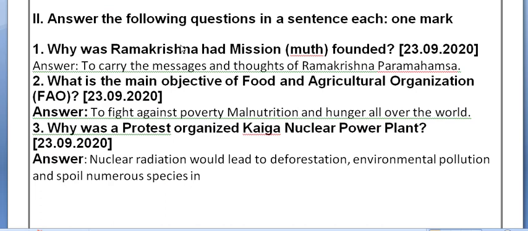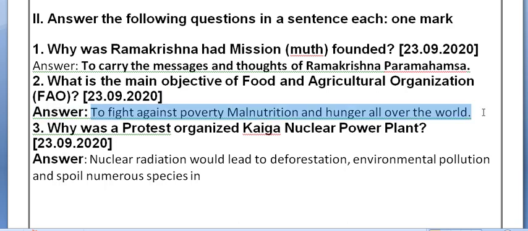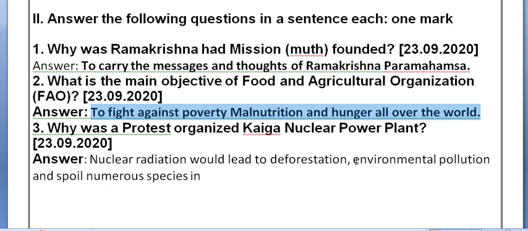Why was the Ramakrishna Mutt founded? The answer is to carry the messages and thoughts of Ramakrishna Paramahamsa. What is the main objective of Food and Agricultural Organization, FAO? To fight against poverty, malnutrition and hunger all over the world.